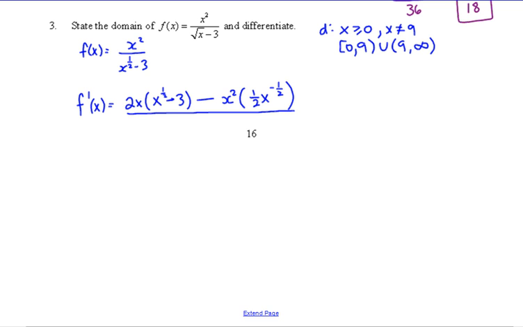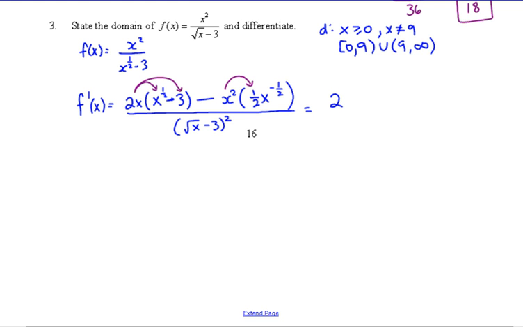all over. Are we going to simplify? Yes, we are. All over the bottom squared. I'm going to write it in original form. Okay, let's simplify the numerator. We're going to use some distributive law. Now this is fun because if I have 2x times x to the 1/2, what's x times x to the 1/2?